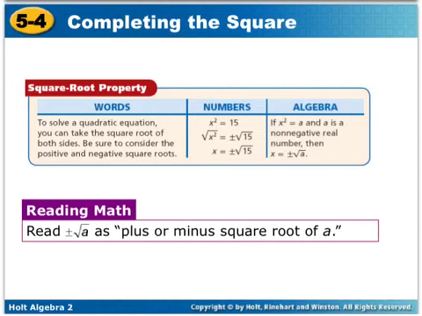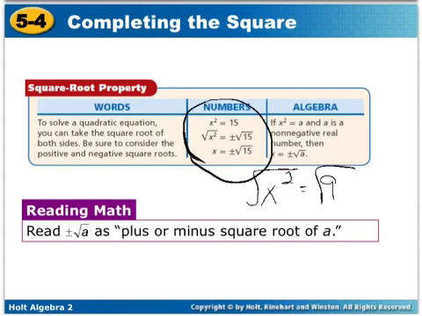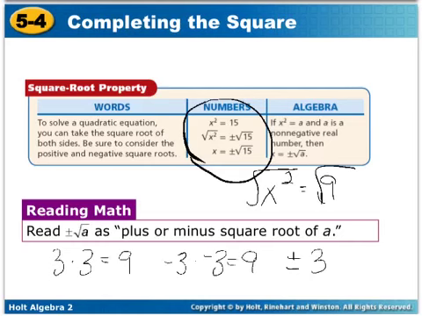Whenever you take the square root of a number, your answers are actually plus or minus. Even if you have a perfect square, if you have x squared equals 9 and you take the square root of it, your answers are actually plus and minus 3. That's because 3 times 3 equals 9, and negative 3 times negative 3 equals 9. So your answers are plus and minus. And you just read that as plus or minus the square root of whatever.